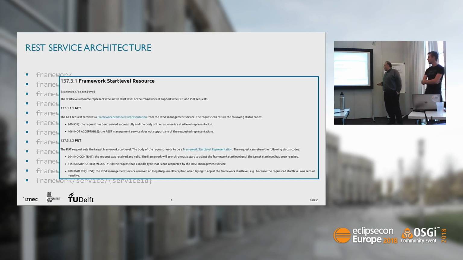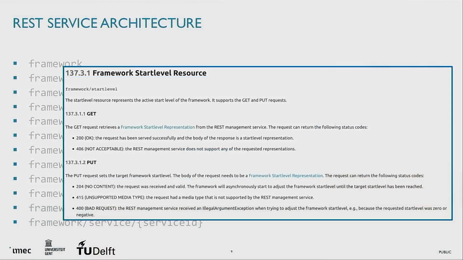So if we look into one concrete example, we have, for instance, the framework start level resource. And in the specification for all of these resources, you can see first the subset of verbs that are supported by them. So you can do a get, and that gives you the current start level. And you can do a put, and you can send data in a specific format to your OSGi framework over REST. And then you will essentially trigger a state change, which is that the framework start level will be adjusted.